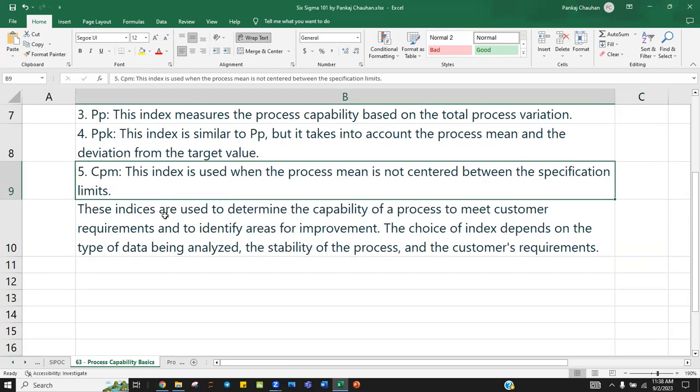These indices, all CP, CPK, PP, PPK, CPM, are used to determine the capability of a process to meet customer requirements and to identify areas of improvement. The choice of index, whether you are going to use CP, CPK, PP, PPK, or CPM, will depend on the type of data you are analyzing, the stability of the process, and what exactly the business requirement or the customer requirement is.